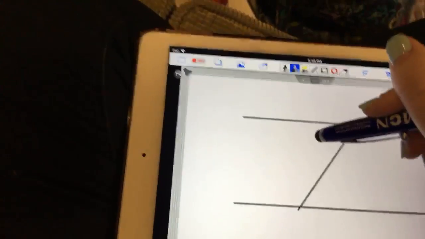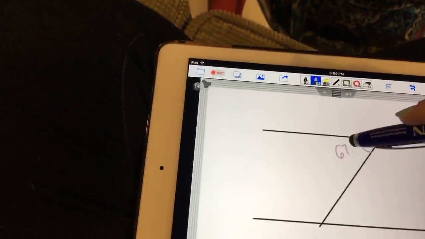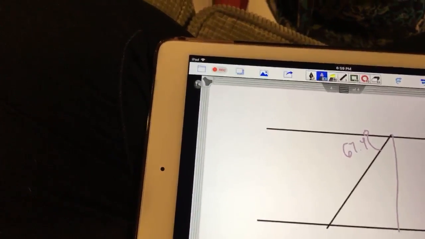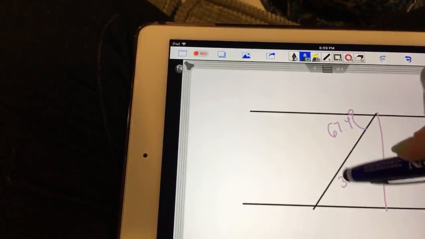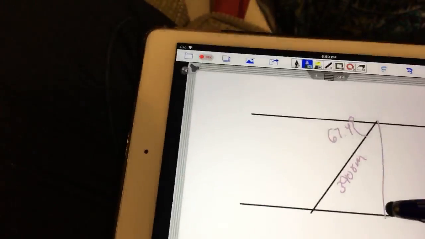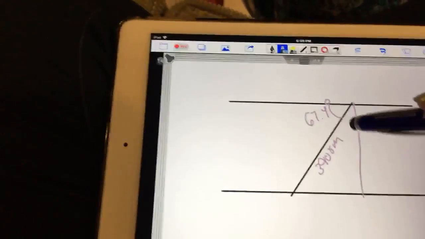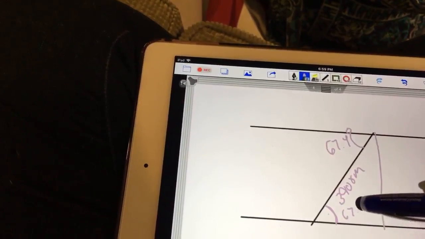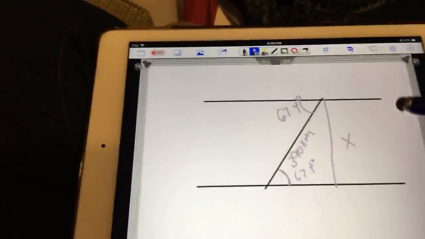That is 67.4 degrees. This is the distance we're trying to find. This distance is 3,900 meters. If this angle is 67.4 degrees, then so is this angle. They're alternate interior angles. This side we're going to call x.